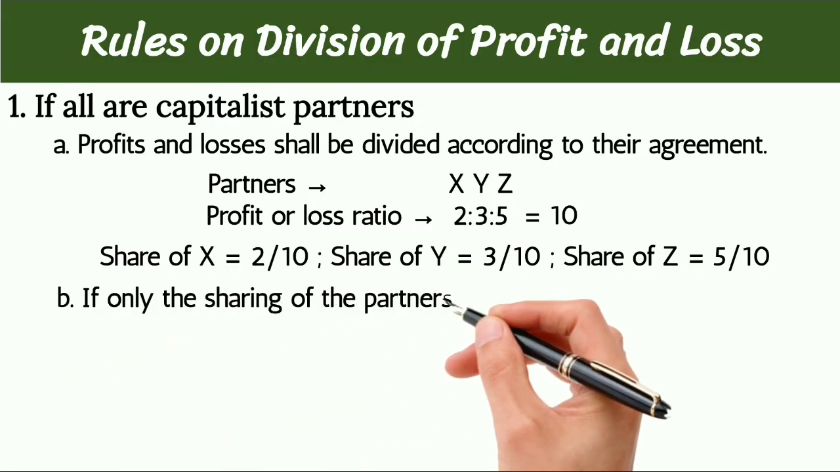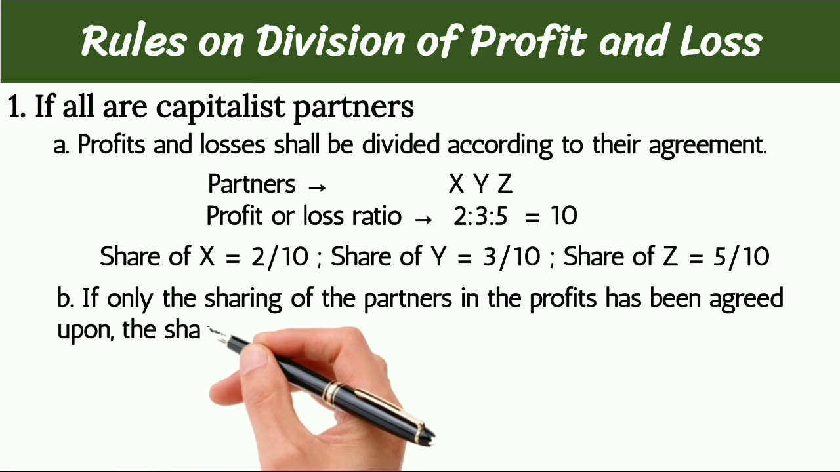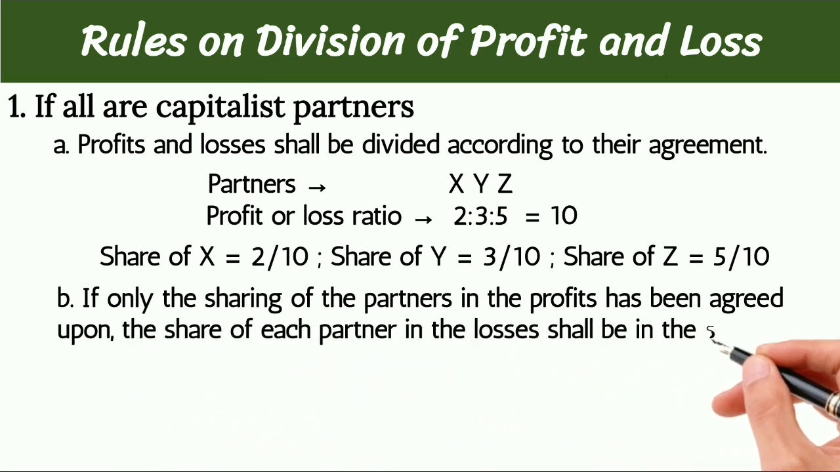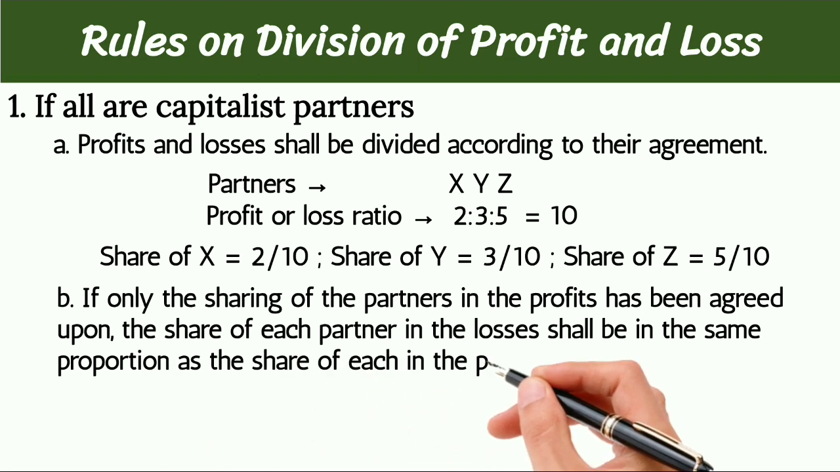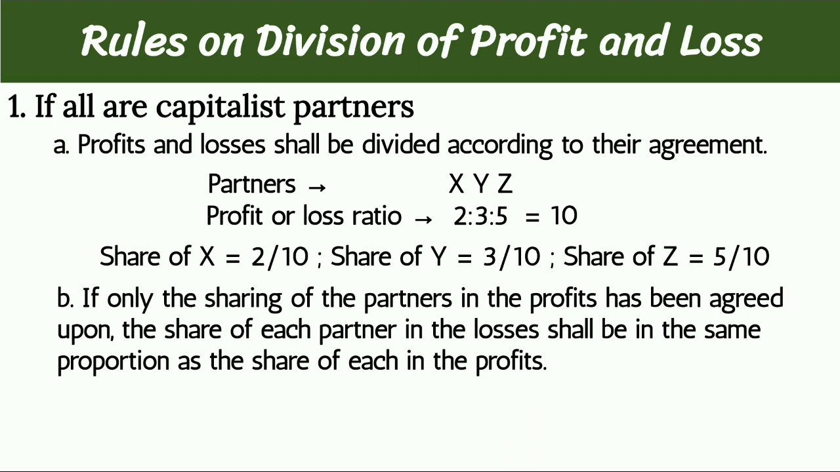Next, if only the sharing of the partners in the profits has been agreed upon, the share of each partner in the losses shall be in the same proportion as the share of each in the profits. Meaning to say, meron silang agreement kung paano hahatiin yung profits, pero wala silang agreement kung paano sila mag-share sa losses. There is a profit sharing agreement, but there is no loss sharing agreement. Kung meron silang agreement kung paano hatiin yung profits, pero wala silang agreement kung paano sila mag-share sa losses, hatiin nila yung losses the same way kung paano nila hinahati yung profits.